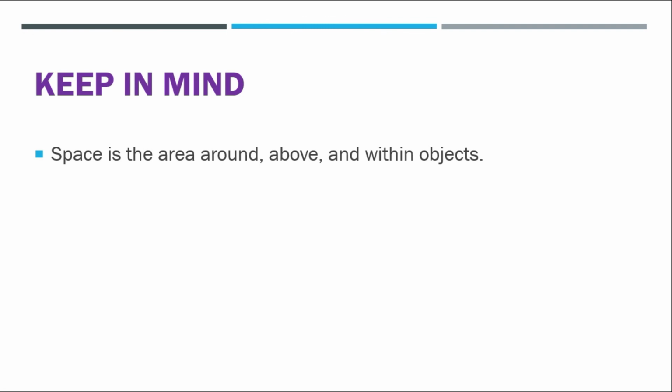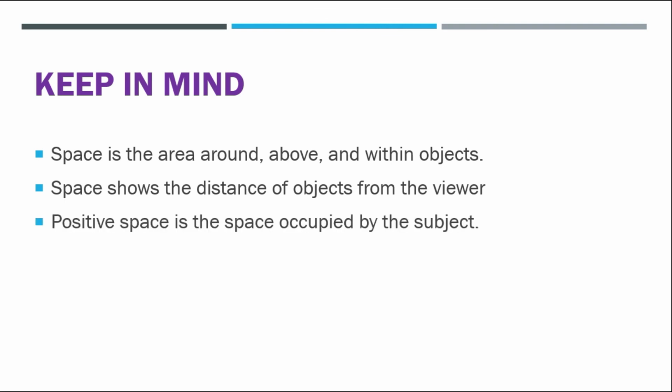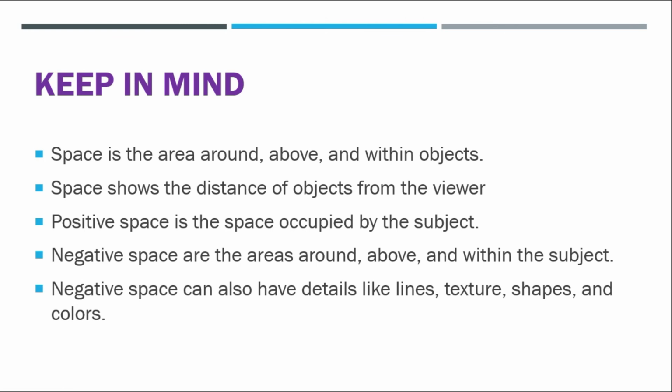Space is the area around, above, and within the objects. Space shows the distance of objects from the viewer. Positive space is the space occupied by the subject. Negative space are the areas around, above, and within the subject. Negative space can also have details like lines, texture, shapes, and colors. Subject is the main idea of an artwork.